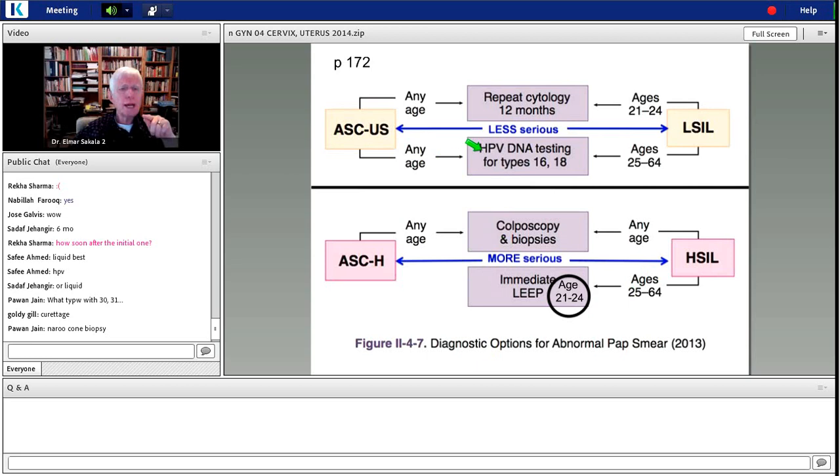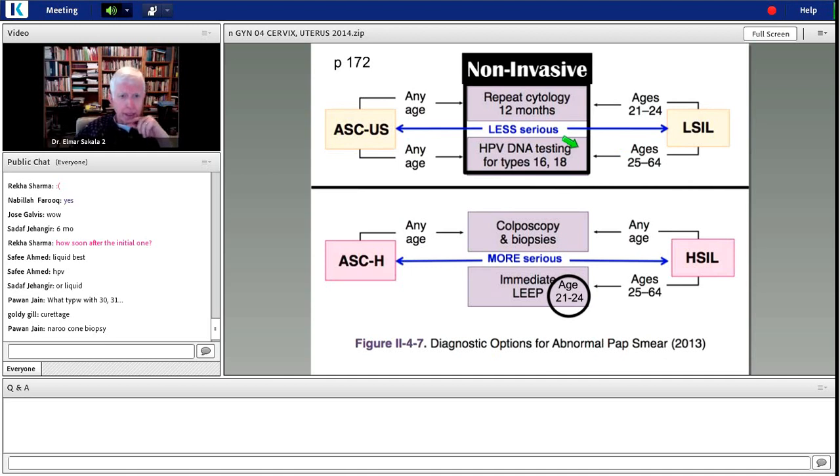So when we have a less serious finding on the Pap smear, we're going to be less invasive in what we do. The cytology repeated in 1 year, and the HPV DNA testing is non-invasive. And that is appropriate for less serious lesions, such as ASCUS and LSIL.